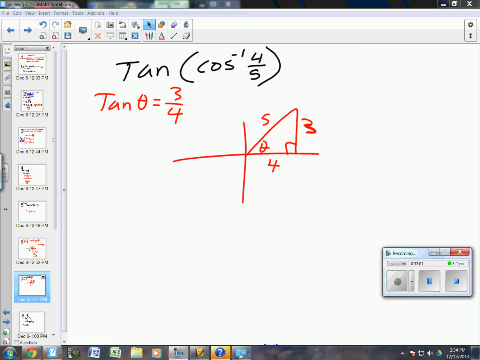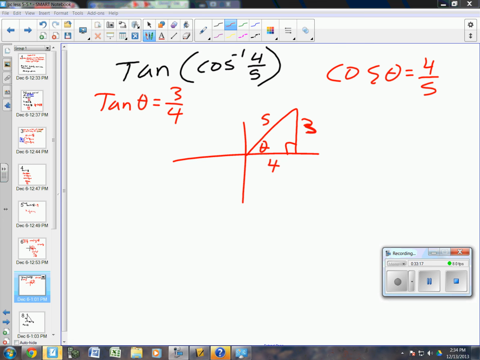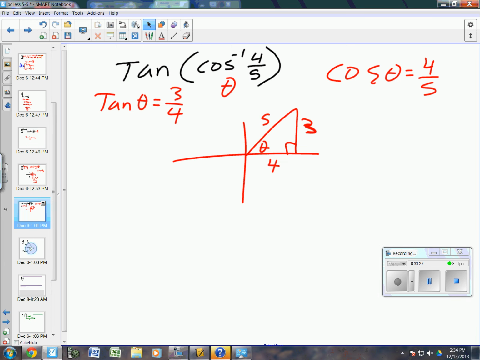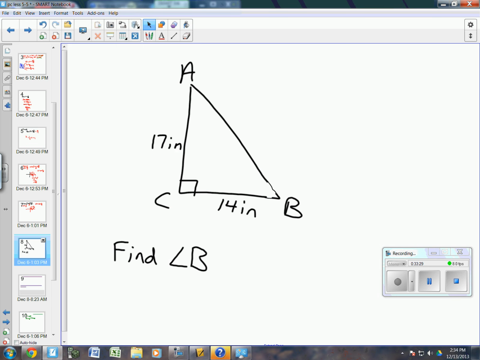Okay, so we got 3/4. Well, we didn't use inverse. We were given an inverse. We changed it to cosine of theta equals 4/5, so we could draw the triangle with theta right here. This represents theta, so we're asking for the tangent of theta, which is 3/4. Let me show you how we're going to use the inverse now.